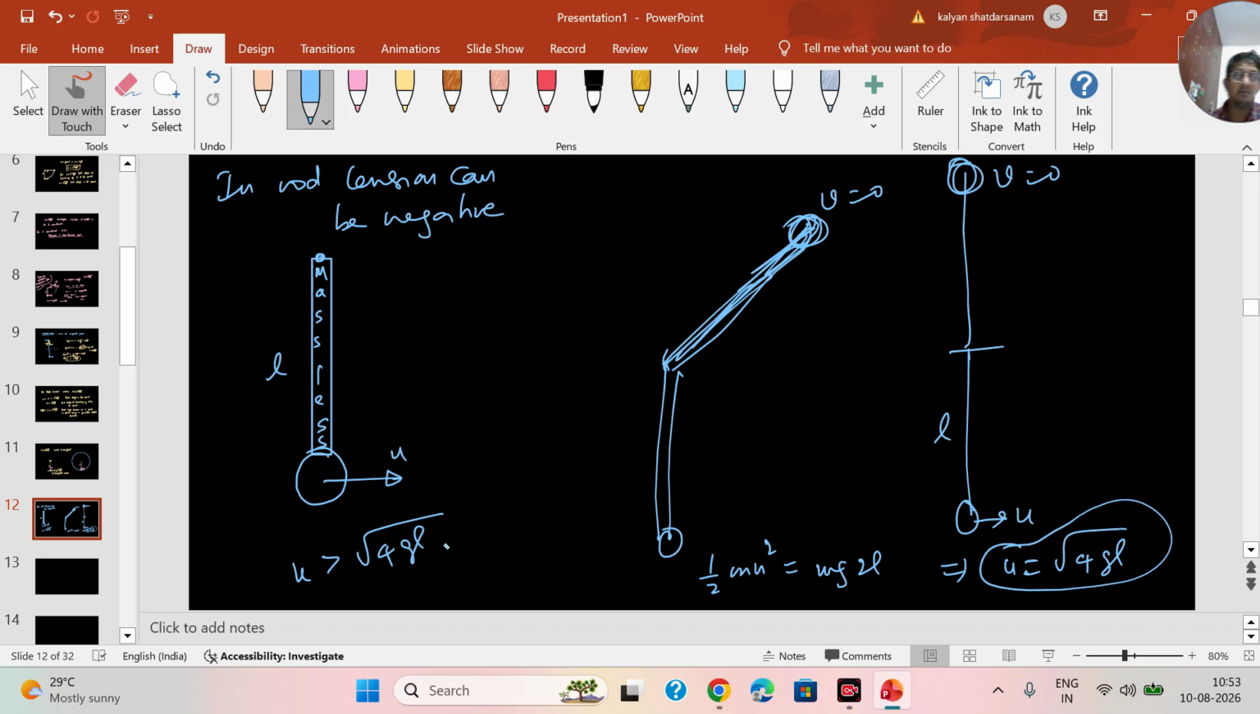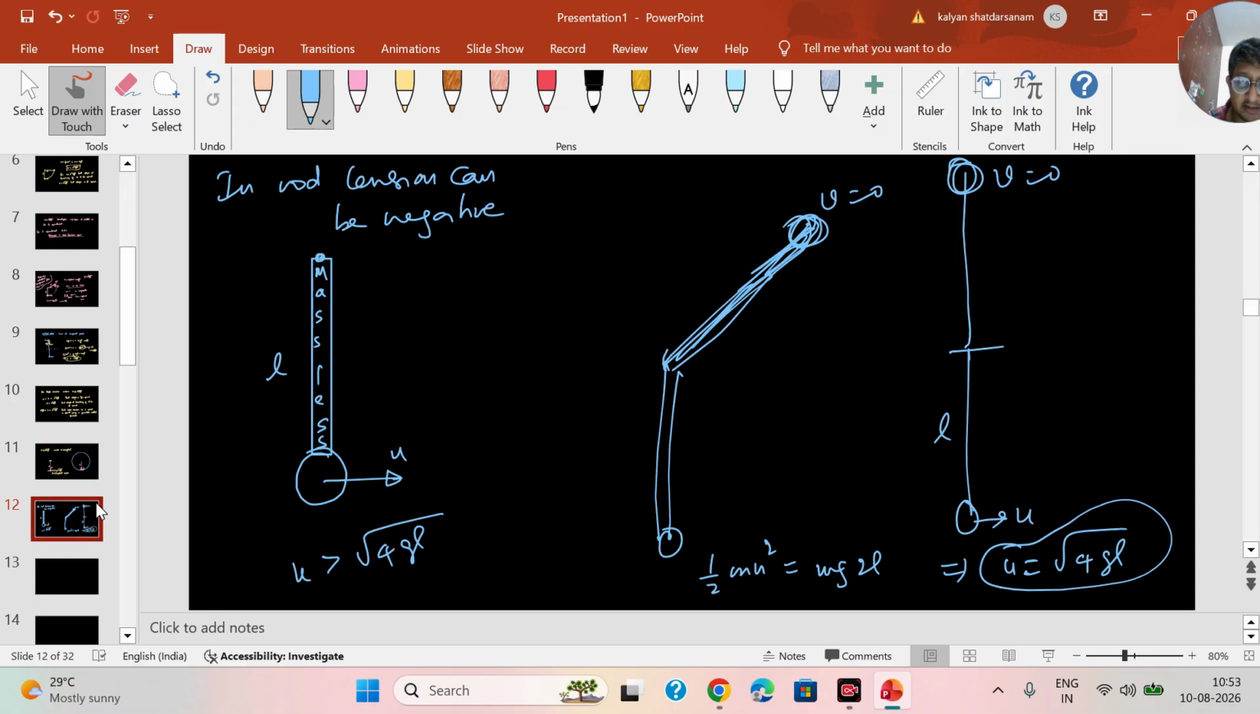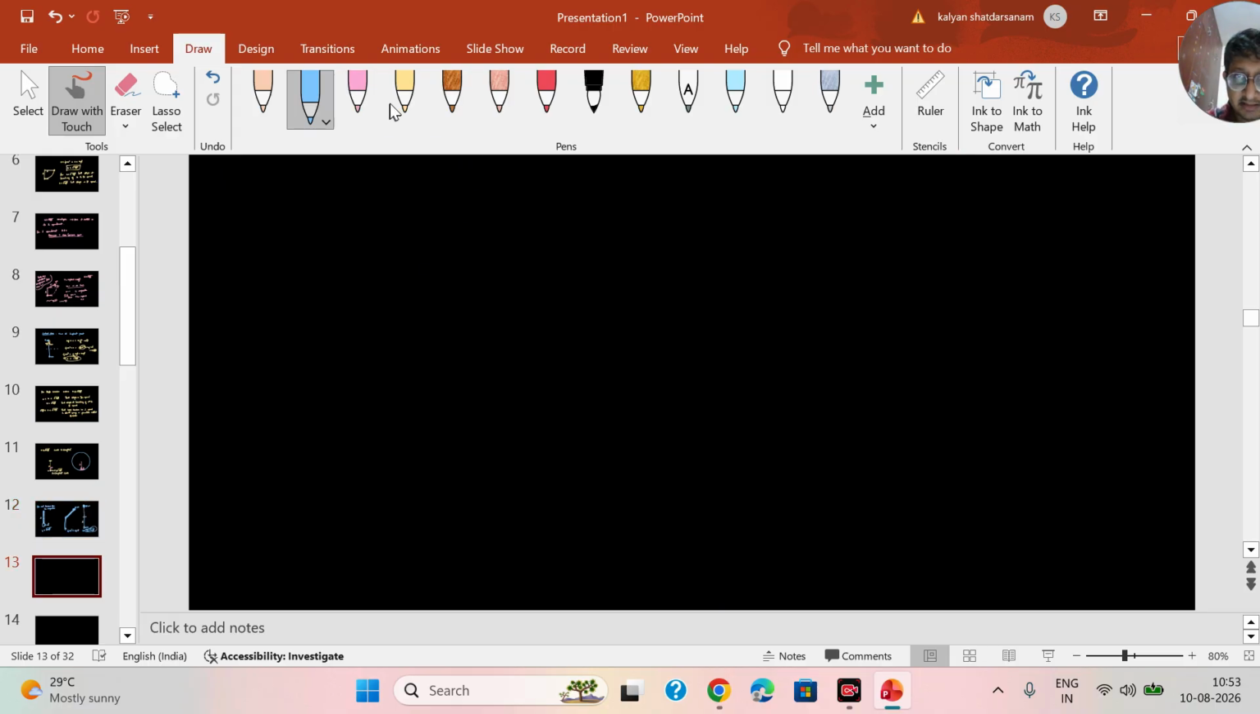So you see, for a string ball system, it is root 5gl or root 5gr. For a rod ball system, massless rod, it is slightly greater than root 4gl or root 4gr. So these differences are there. And sometimes they even do a trick.